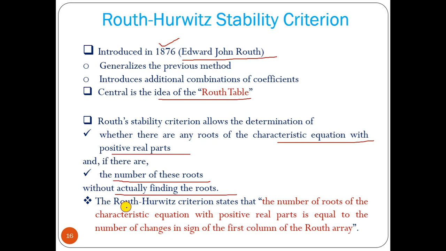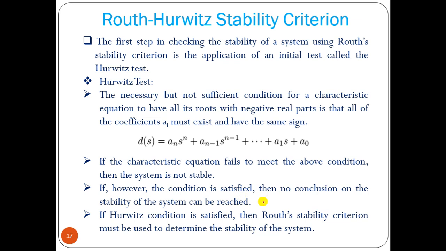Now the Routh-Hurwitz criterion states that the number of roots of the characteristic equation with positive real parts, that means lying on the right half of the plane, is equal to the number of changes in sign of the first column of the Routh array. First, let us construct the Routh table. Then we can understand this concept very easily.